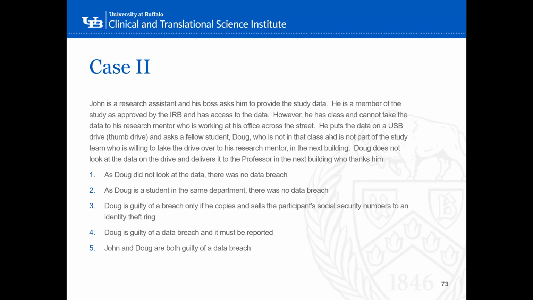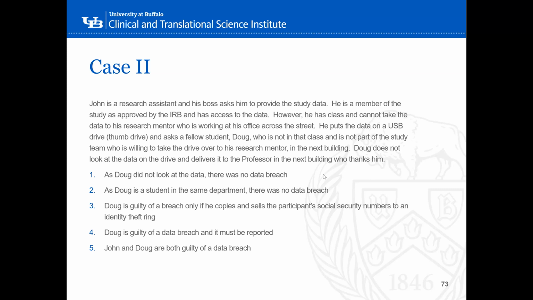John is a research assistant and his boss asks him to provide the study data. He is a member of the study as approved by the IRB and has access to the data. However, he has class and cannot take the data to his research mentor, who is working at his office across the street. He puts the data on a USB drive or thumb drive, asks his fellow student, Doug, who is not in that class and is not part of the study team, who is willing to take the drive over to his mentor in the next building. Doug does not look at the data on the drive and delivers it to the professor in the next building who thanks him.